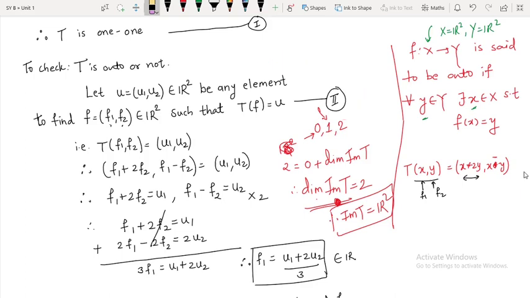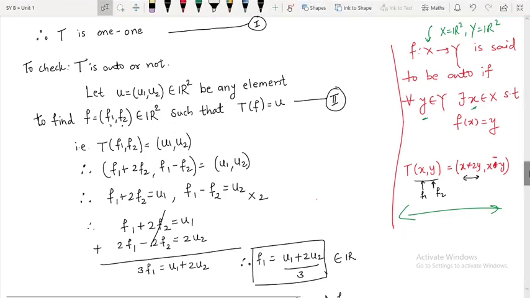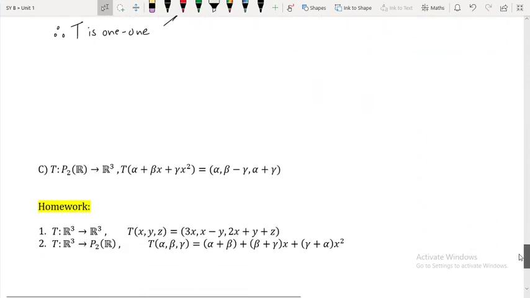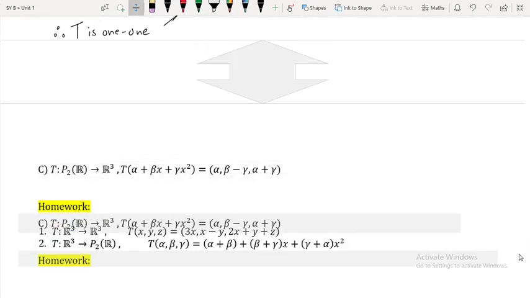For our second example also, naturally we can use this definition also. Okay, but this is a little bit lengthy. So you will understand why I am telling you to use that rank nullity theorem in order to decide whether it is onto or not.